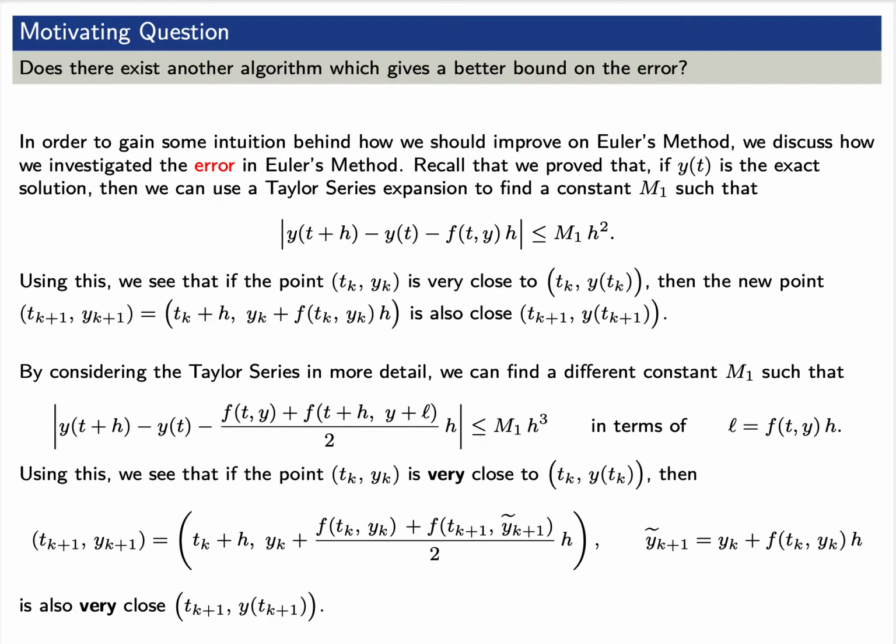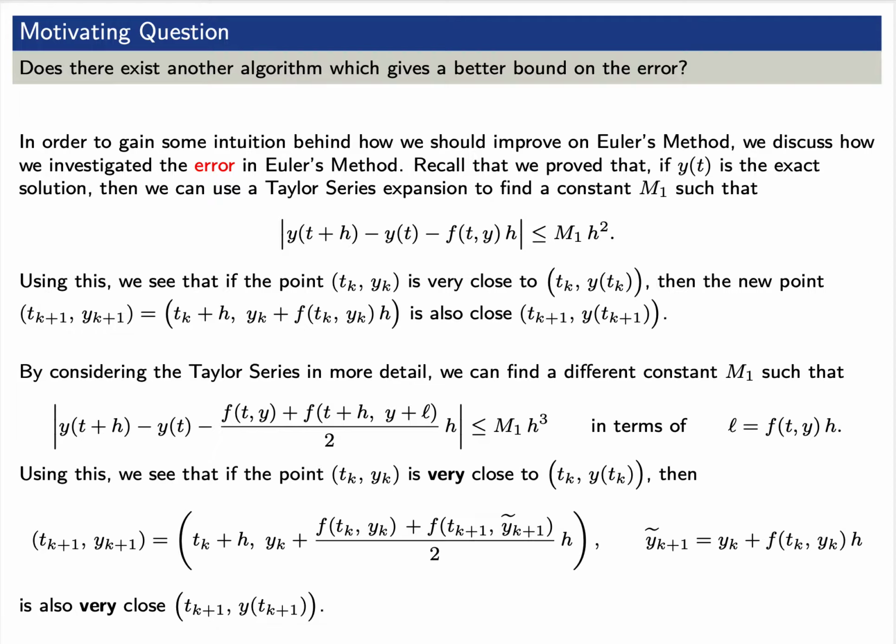In order to gain some intuition behind how we should improve Euler's method, recall that we looked at the error coming from Euler's method. The idea is that if y of t is an exact solution to an equation of the form dy/dt equals f of t, y, then we have a Taylor series expansion which says the absolute value of y of t plus h minus y of t minus f of t, y times h is less than or equal to M sub 1 times h squared for some constant M sub 1.